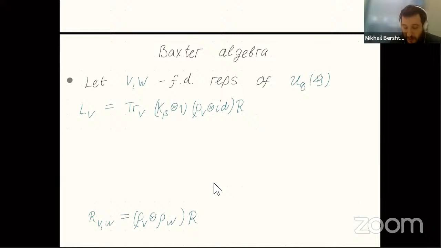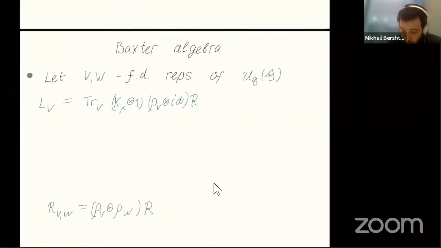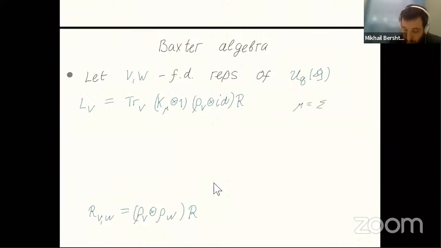K beta is an element of the Cartan. Beta is any element, not necessarily integer. Okay, maybe better to write mu. So K mu is a product of K_i to the power n_i, and actually these numbers n_i can be not integer. You can always consider such an extension of the quantum affine algebra. So we define this element and it belongs to our quantum group.